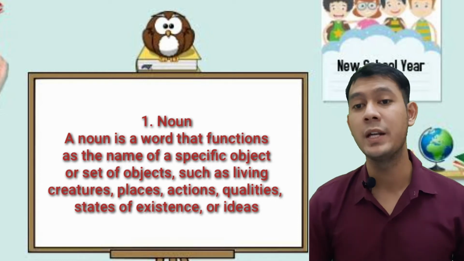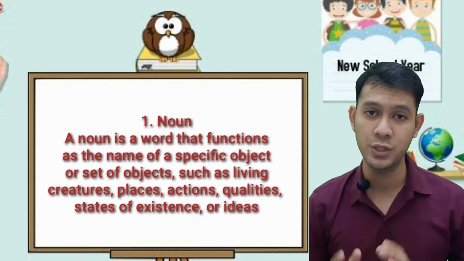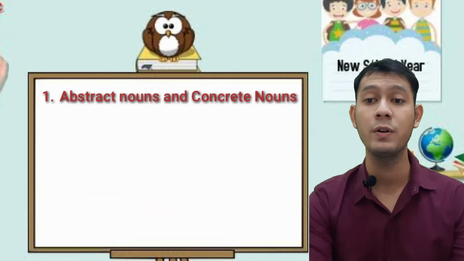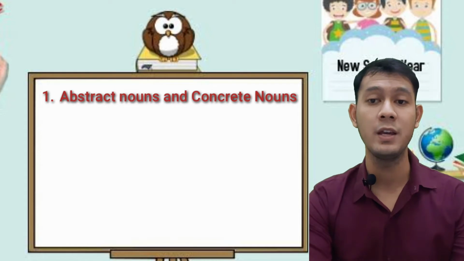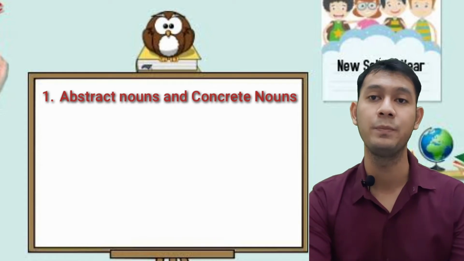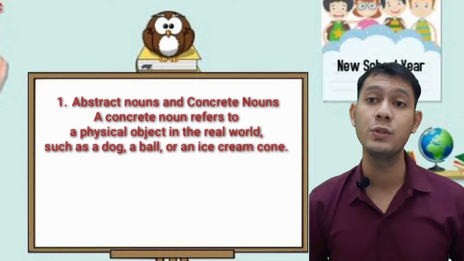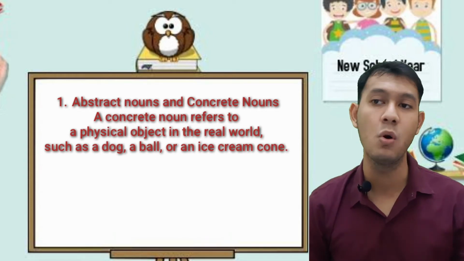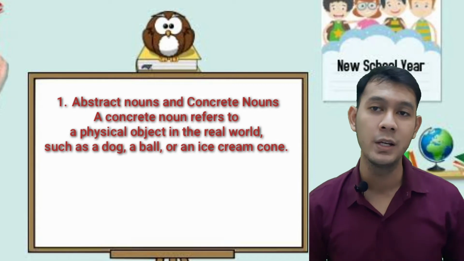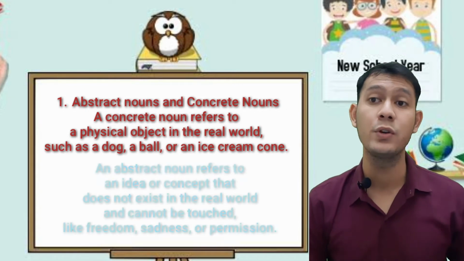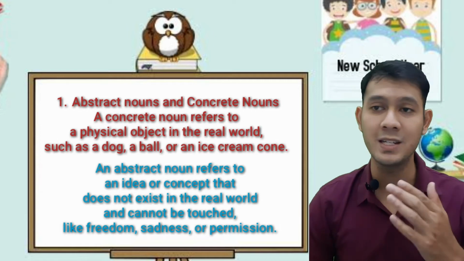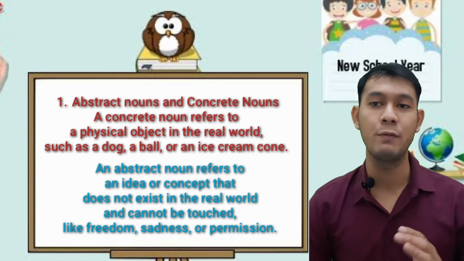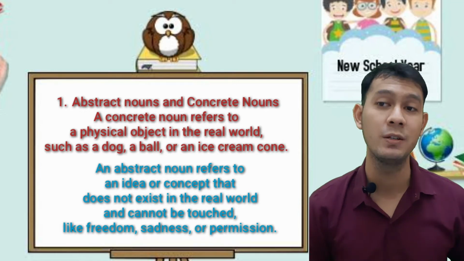In general, noun is categorized into several types. Yang pertama kita punya abstract noun dan juga concrete noun. What are they? Let's discuss more about them. A concrete noun refers to physical object in the real world, such as dog, a ball, or an ice cream. An abstract noun, meanwhile, refers to an idea or concept that does not exist in the real world and cannot be touched, like freedom, sadness, or permission.